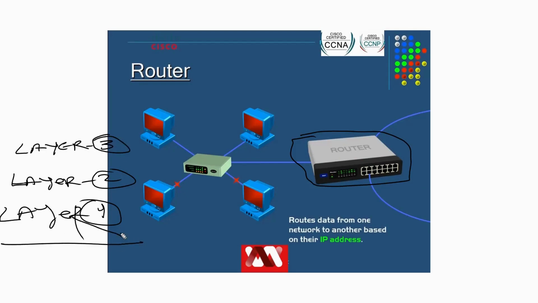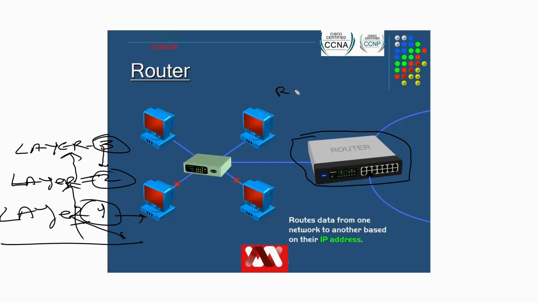Hub only works on this layer. Switch works on this layer, even though they are similar devices. And router works on this layer. So switch has the power of this guy as well, because it works on layer 2, but it works on layer 1 as well. And the same with the router. Router has the power of layer 2 and layer 1 as well, because you are connecting a cable here, right? So whatever operations hub and switch have, router has the same operations.